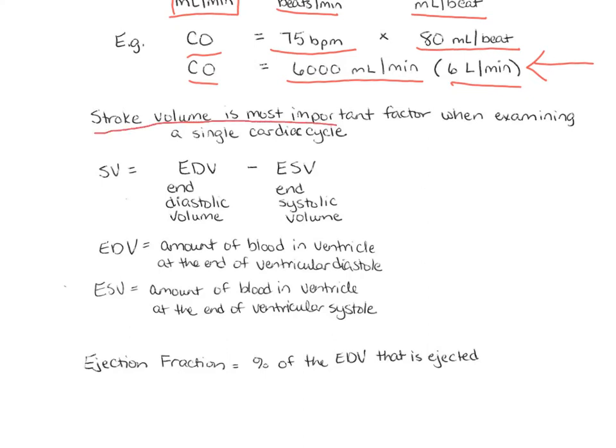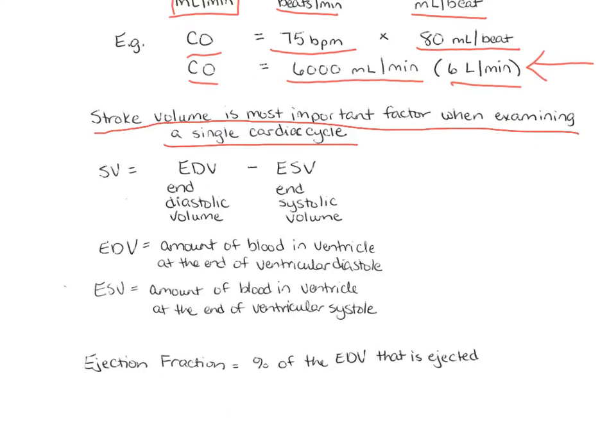Stroke volume is the most important factor when examining a single cardiac cycle. Just one cardiac cycle, from atrial systole all the way back to the beginning of the next atrial systole. When we are looking at stroke volume, we want to be able to measure how much blood is ejected from that ventricle. Now, it's hard to measure the amount of blood that's being forced into the aorta, right? I mean, how would you actually be able to measure that? It wouldn't be very easy to measure how much blood is moving out.